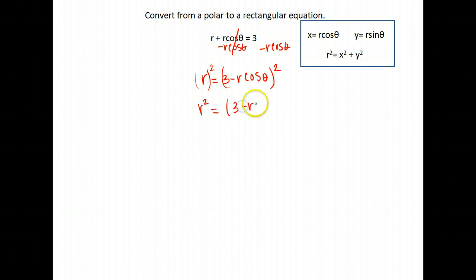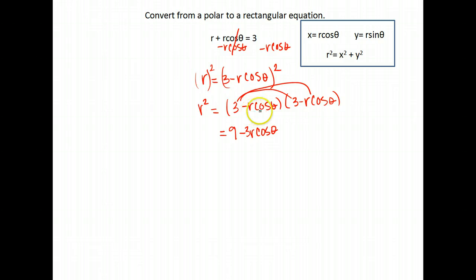On the right side, be careful. I'm going to write this out because a lot of times people forget that squaring a binomial means you're actually multiplying it by itself. Okay, so I'm writing this out and foiling it. 3 times 3 is 9, and 3 times -r cosine theta is -3r cosine theta. And then we take this times everything in that second set. r times r gives me r squared, and cosine times cosine gives me cosine squared. Okay, and then over here I still have that r squared.